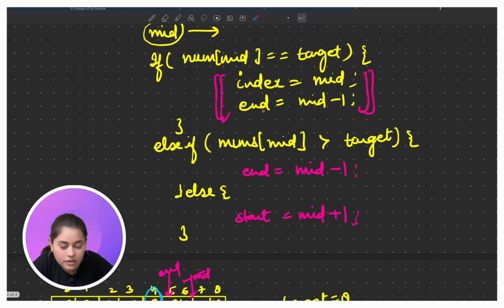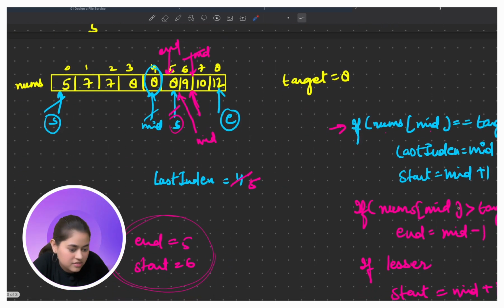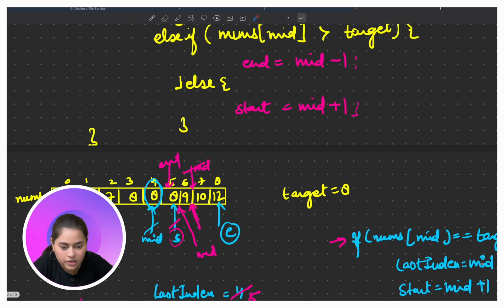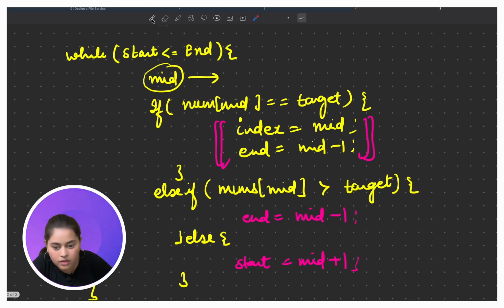If you will see, nums[mid], if nums[mid] is greater than target, we update end as mid minus 1 and start as mid plus 1. So this is the same thing we did for start, right? The change is in this if condition.